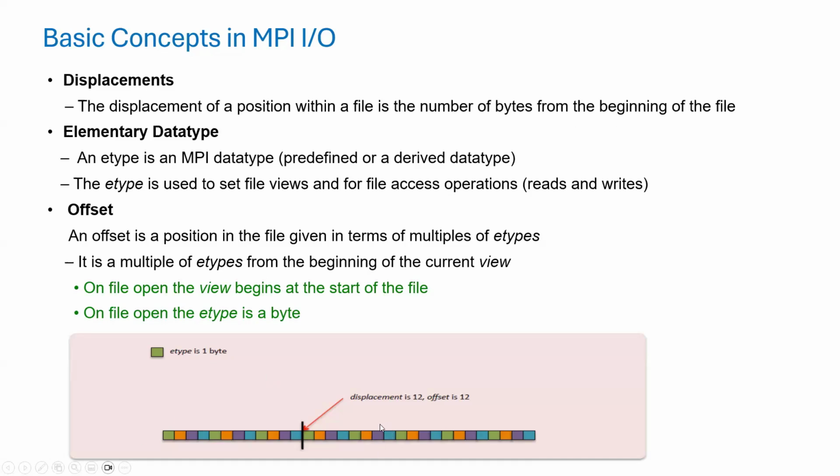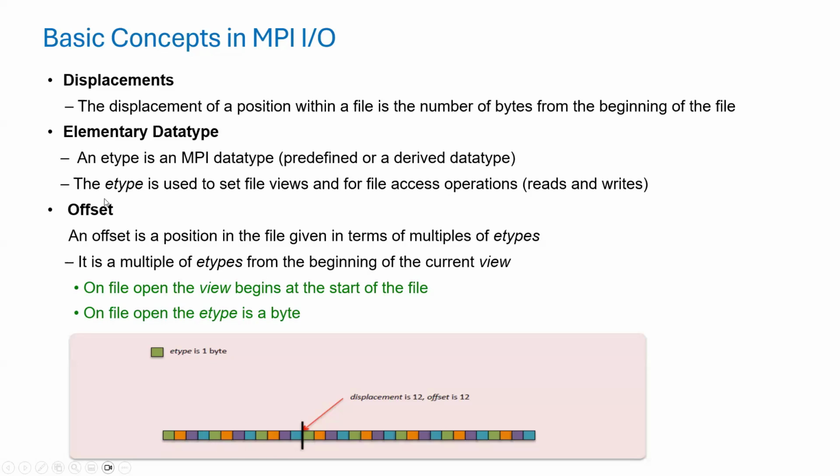So this diagram will show that if we say where is the position here, and say each unit is 1 byte, the second one is called the elementary data type, the etype. Each etype is basically in the unit of 1 byte. So it's an MPI data type. It could be predefined or derived, and is used in the file view and the file access operations. So you can say that the displacement will be 12 because it starts there at 12.